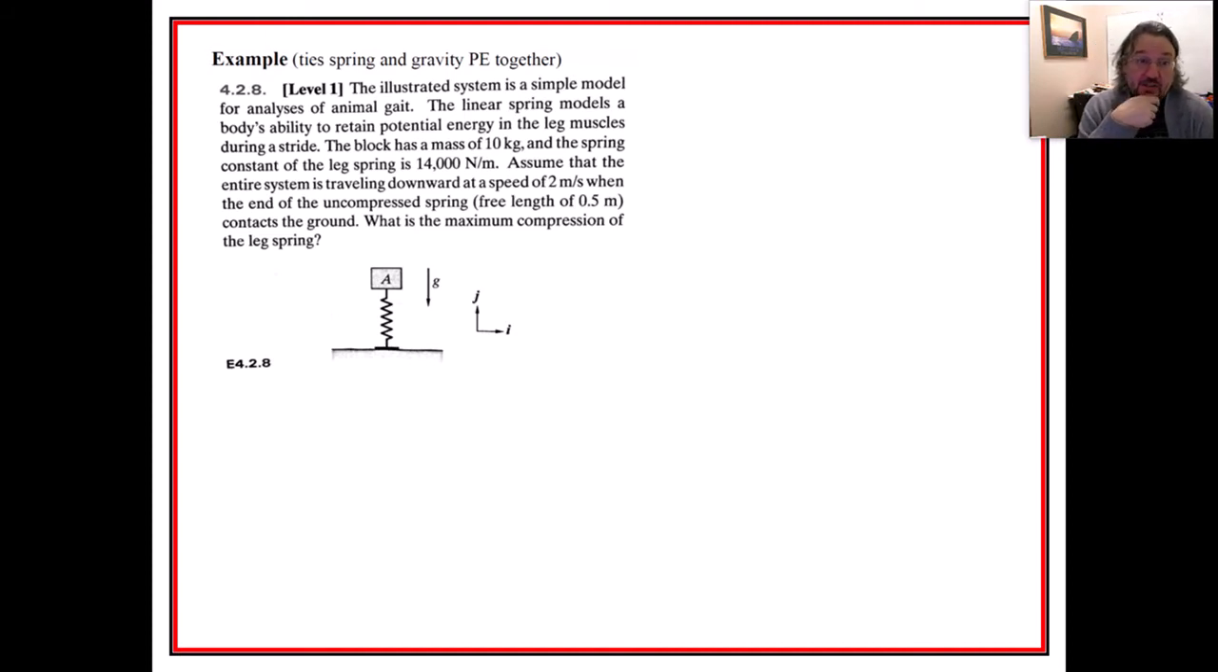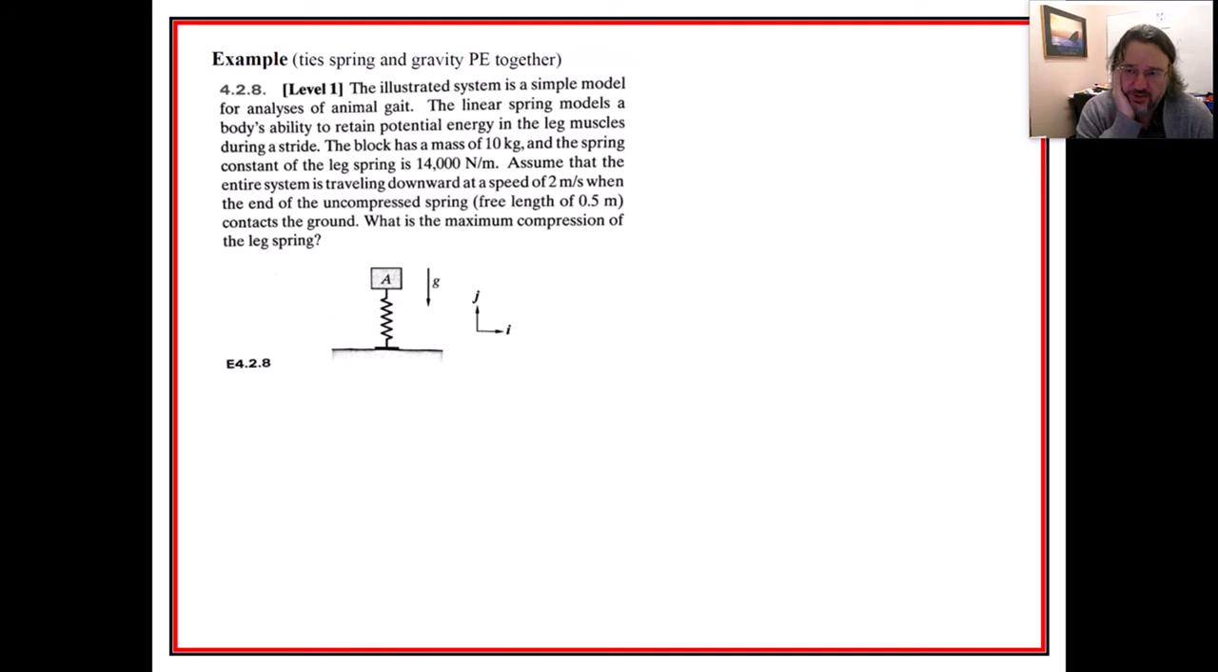His last name's Tung. So the illustrated system is a simple model for analysis of animal gait. The linear spring models a body's ability to retain potential energy in the leg muscles during a stride. The block has a mass of 10 kilograms, and the spring constant of the leg is 14,000 newtons per meter. Assume that the entire system is traveling downward at a speed of 2 meters per second when the end of the uncompressed spring, free length of 0.5 meter, contacts the ground. What is the maximum compression of the leg spring?